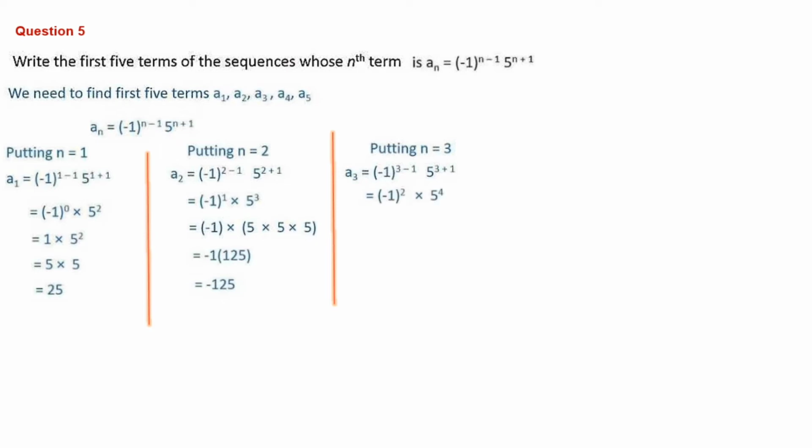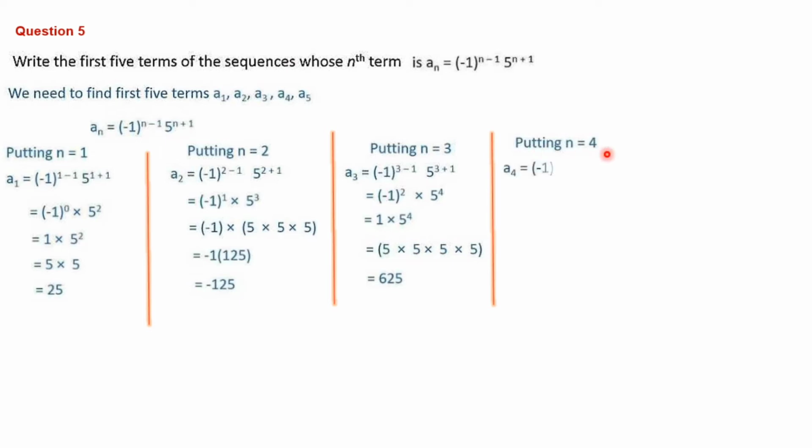Then minus 1 the whole power 3 minus 1 is 2 into 5 power 3 plus 1 is 4. Minus 1 the whole square, power is an even number, so it is plus 1 into 5 power 4. 5 power 4 means multiplying 5 4 times. That means 5 into 5 is 25, 25 into 5 is 125, 125 into 5 is 625. If you know mental calculation, do it, or also write and multiply.